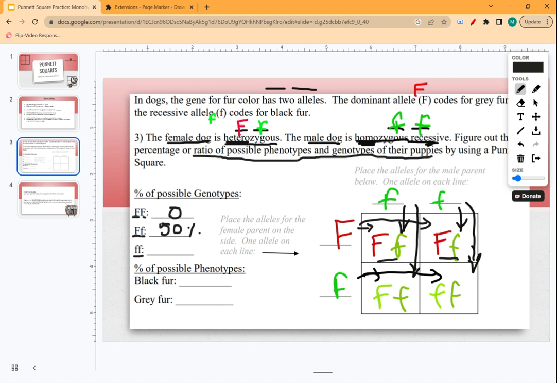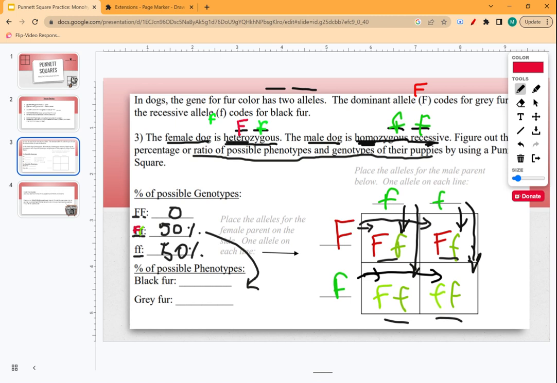How about little f, little f? We see it right here. And that's also going to be 2 out of 4, which is 50%. So those should be your answers for the percent of possible genotypes for the offspring within the Punnett Square. And then the phenotypes, you can just do based off of this. What does it mean to be little f, big F? Well, the big F is dominant.